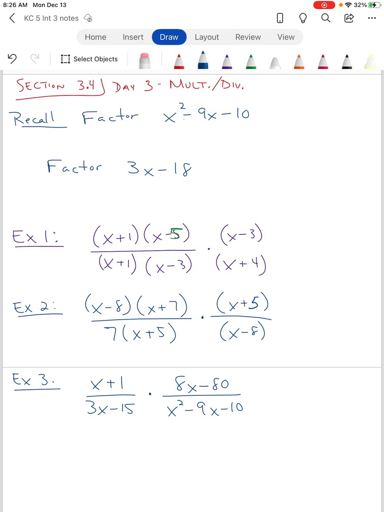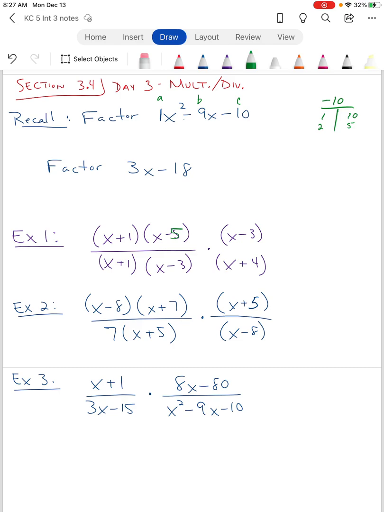And if you recall, if we want to factor something like x squared minus 9x minus 10, remember that the one that's in front of the x squared is your a term, negative 9 is your b term, and negative 10 is your c term. So I want two numbers that will multiply to give you negative 10 that will add up to give you negative 9.